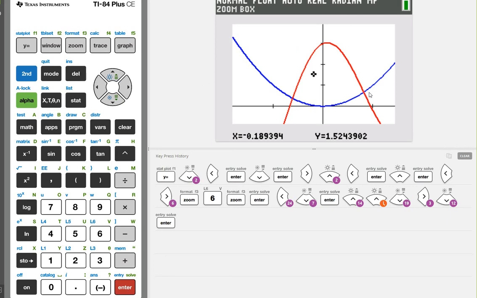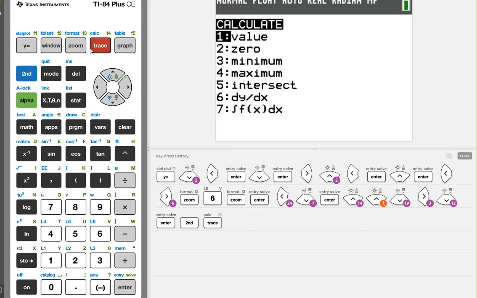Now, I need to find this point of intersection. In fact, I'll find both of them just to give you the extra practice. So, to get that point of intersection, hit the second key, then the calc key. So the second key and the trace key, really, I guess, has calculate above it. So that's what we're gonna hit. Does there look like there's something, an interesting option on this menu? Yeah, 5, intersect. Says it pretty clearly.